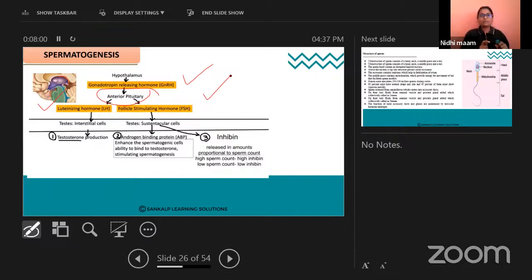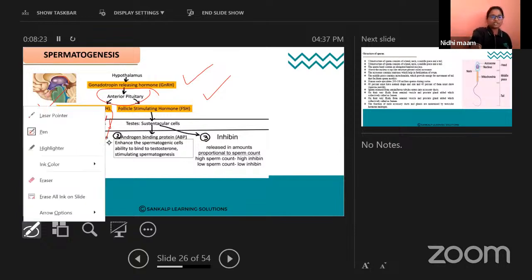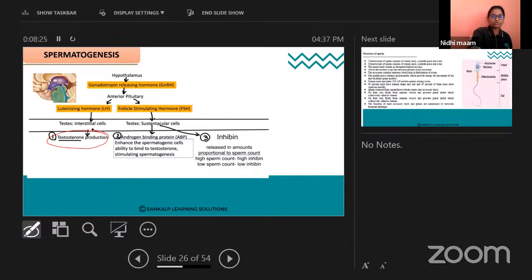What does this luteinizing hormone do? It will go to interstitial cells, or we can say Leydig cells. This luteinizing hormone will go to the Leydig cells and provoke them, telling them, you have to do some work now. It will knock on the Leydig cell and tell it to produce testosterone. It will initiate and provoke the Leydig cells. Then the follicle stimulating hormone, what does it do?